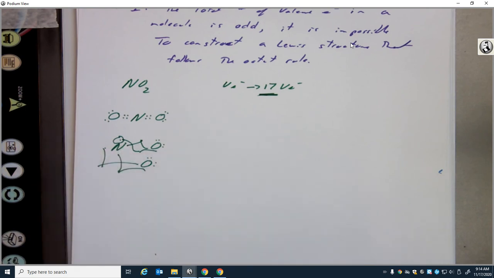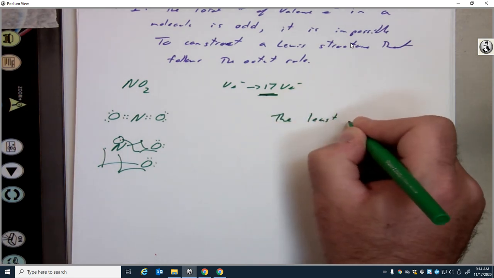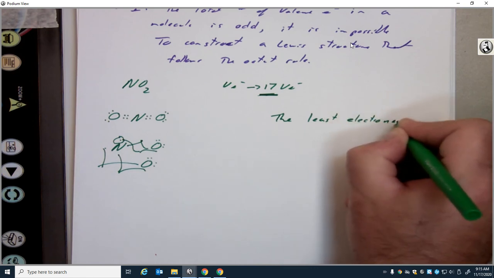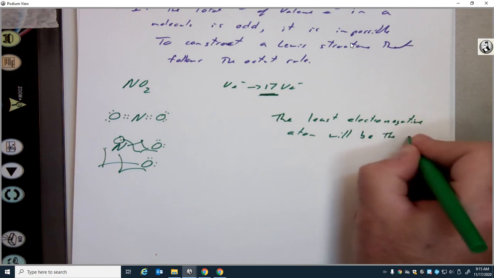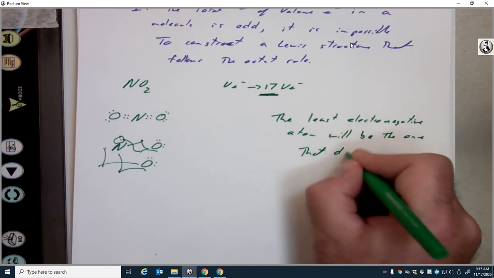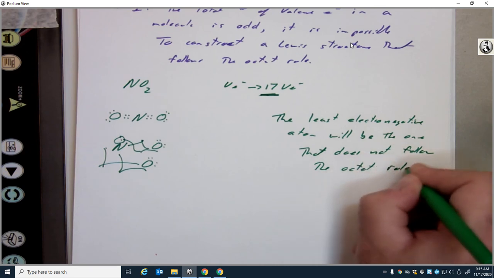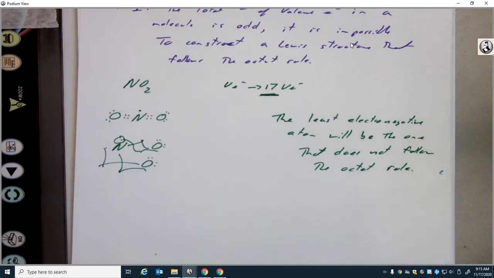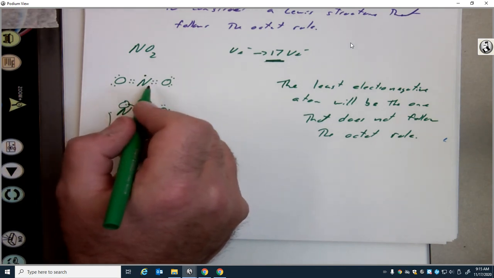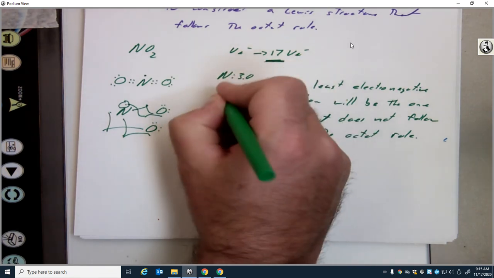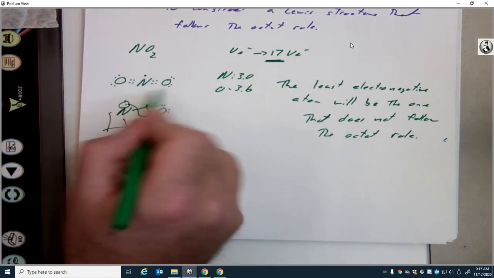So where does that 1 electron go? Well, here's the rule of thumb. The least electronegative atom will be the one that does not follow the octet rule. So this electron would sit right there. The reason I know is that nitrogen is 3.0, oxygen is 3.6. So this nitrogen would have an extra electron, and we'll talk about how that happens in a little bit.